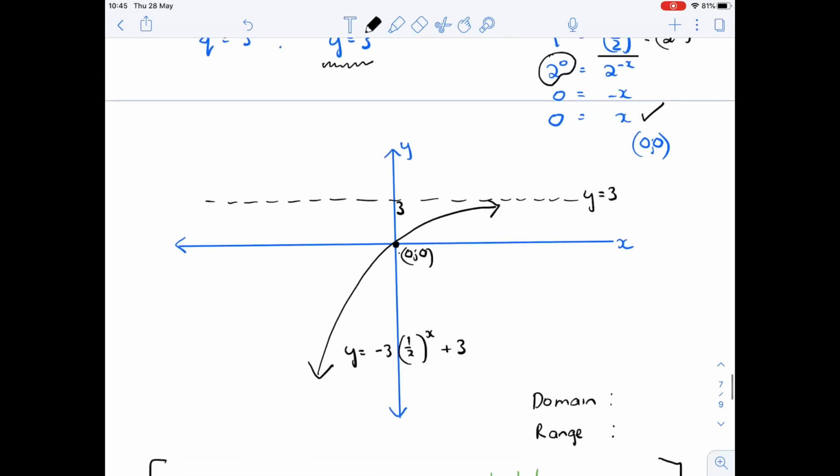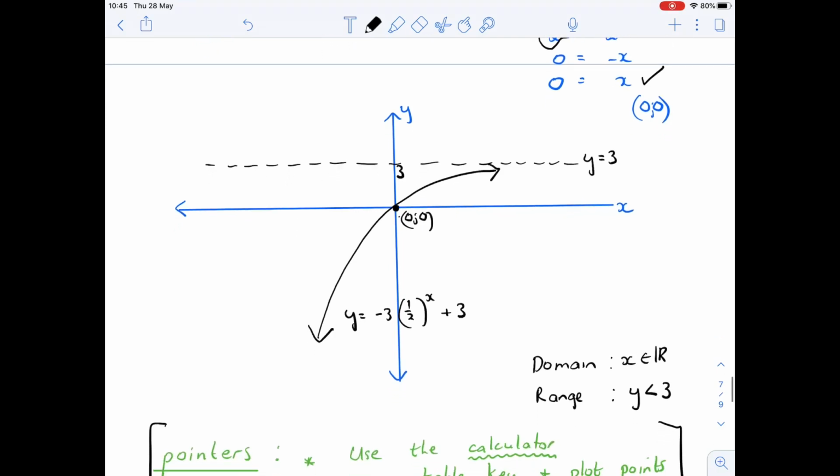Okay, let's end off with the domain. Once again, the domain of every exponential is x an element of real numbers. The range, in this case again, I have no y values up there. They all go down. So they're smaller than 3. So my range is going to be y smaller than 3.